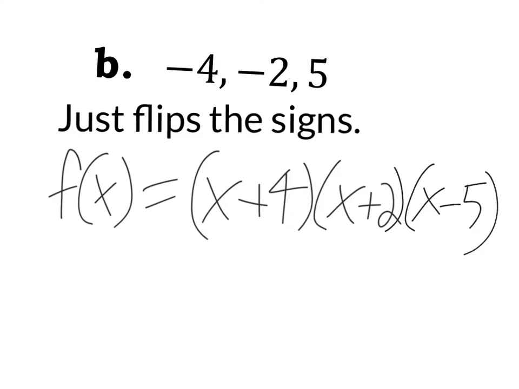So you can always check this by typing this into the graph and then seeing that the x-intercepts are at negative 4, negative 2, and 5. But yeah, that's pretty much all there is for these first two examples.